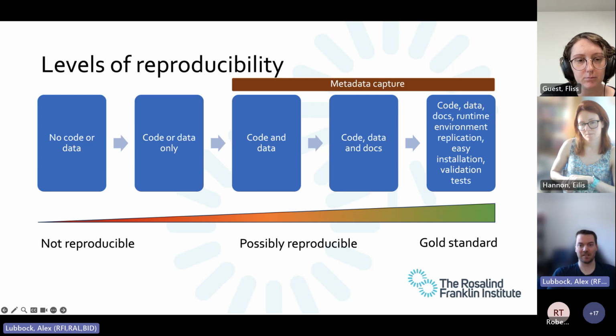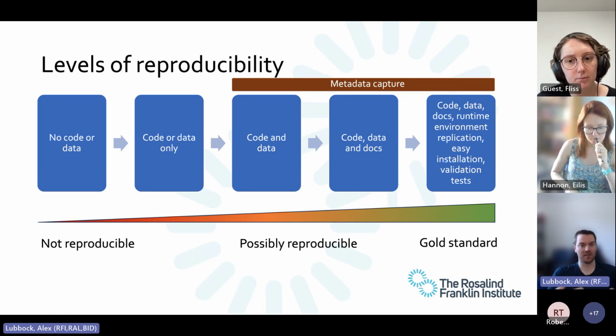So that's where I think metadata capture can really help, is that it is a fairly easy thing to set up. And even if you don't have a completely easy to reproduce environment, at least you know what the original environment was, so that you can work towards reproducing that later if needed.